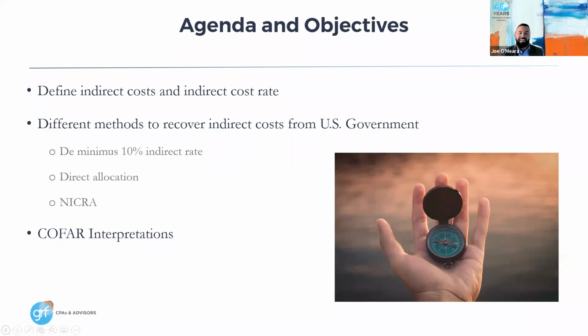Thanks, Paul. In this first part, we're going to go over from a high level perspective what indirect costs are and what an indirect rate is, to make sure we're all talking from the same basis as we start to dive into the different methods that the U.S. government allows under the uniform guidance to recover indirect costs, ranging from the 10% de minimis rate to the direct allocation method, and to the more sophisticated NICRA, which is the Negotiated Indirect Cost Rate Agreement.